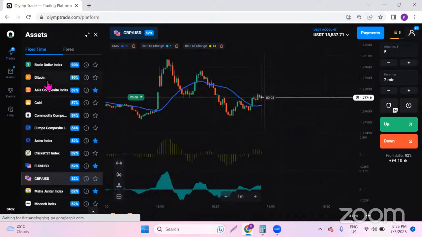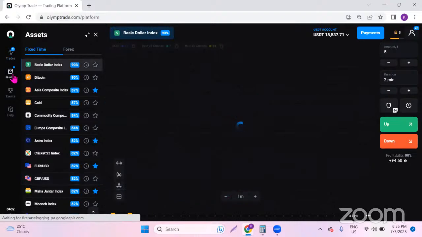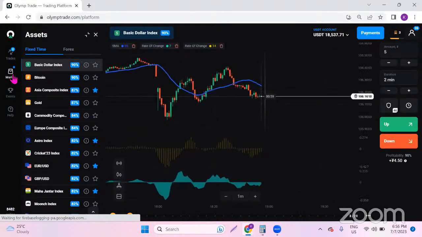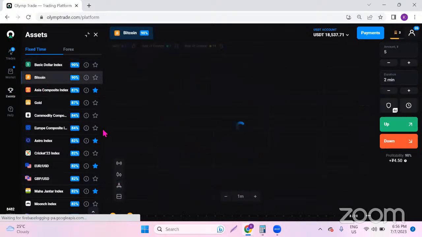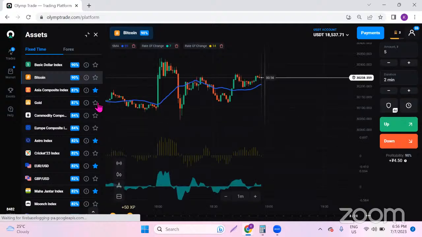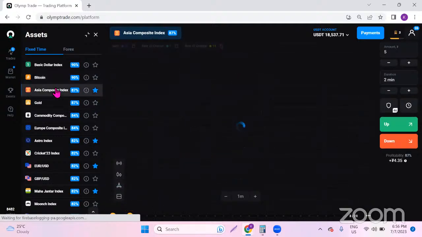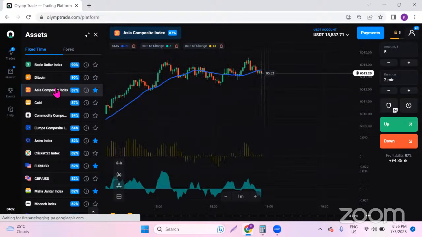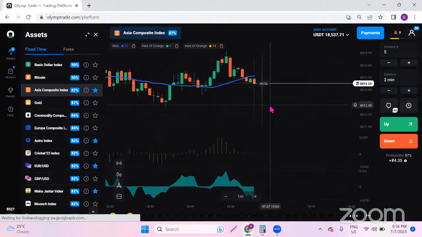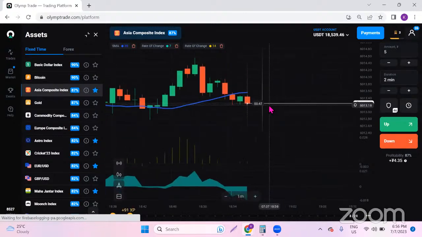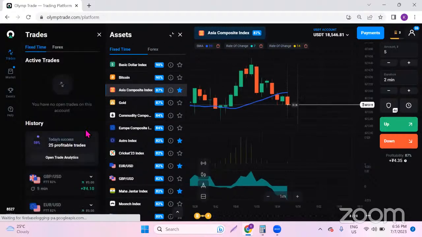All right, while we are waiting for the trades, let's check some other assets. Okay, there is a downward trend starting here, but the ROC 14 has still not given a signal. So let's wait for the ROC 14. Okay, let's check our trades.